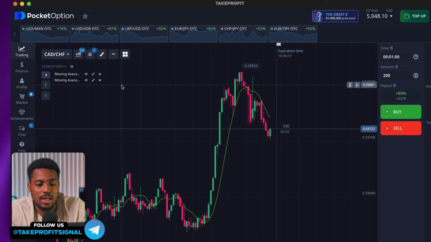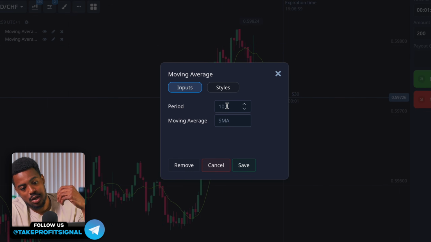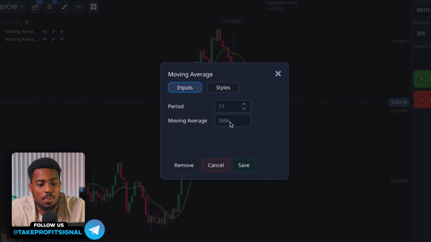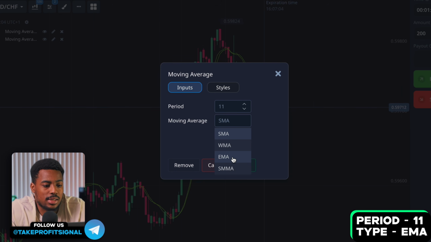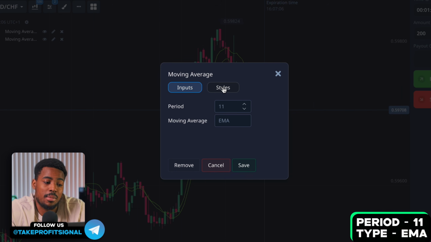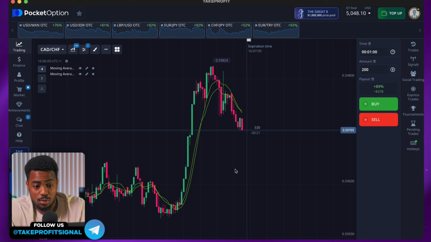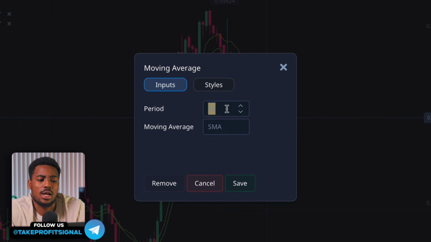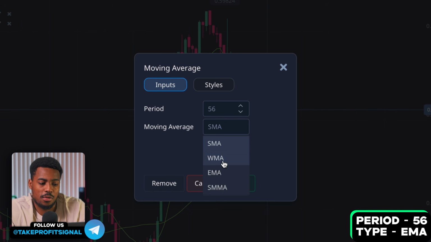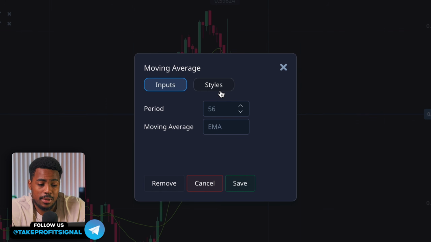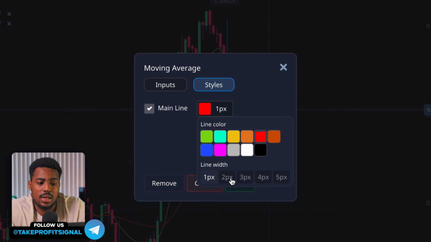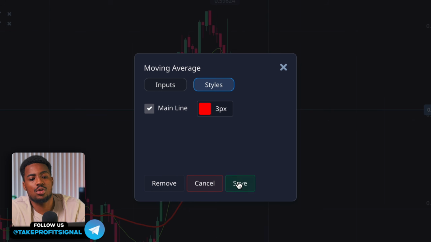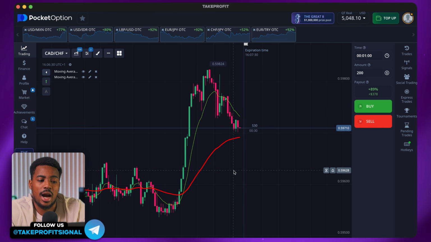Now we definitely need to customize these 2 indicators. We go to the first indicator, set the period 11, and the type of indicator must be set to EMA. In the styles, we cannot change anything. Click save. The setting of the second indicator looks as follows. We change the period to 56. We also change the indicator type to EMA. If you do not do this, your strategy will not work. In the styles, we make this line different from the first line. So here you can customize everything at your discretion.